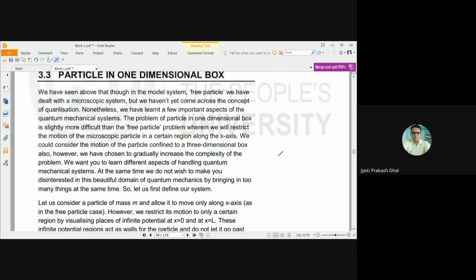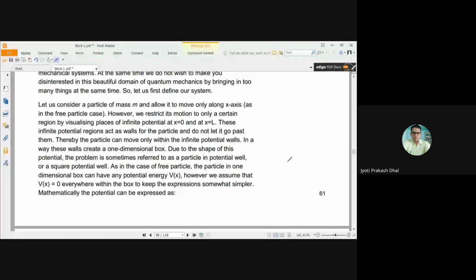Now coming to particle in one-dimensional box. In the previous section, we discussed the particle moving freely along one dimension, but here box means some boundary condition will be there. That means some restriction will be there. So let us consider a particle of mass m that is allowed to move along the x-axis. However, we restrict the motion into a certain region by visualizing the places of infinite potential.